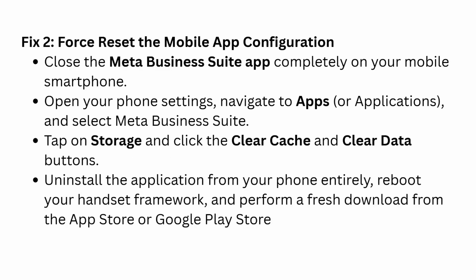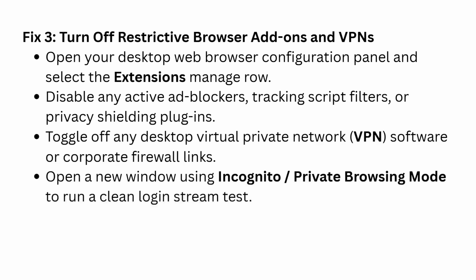Fix 2. Force reset the mobile app configuration. Close the Meta Business Suite app completely on your mobile smartphone. Open your phone settings, navigate to apps or applications and select Meta Business Suite. Tap on Storage and click the Clear Cache or Clear Data buttons. Uninstall the application from your phone entirely, reboot your handset framework, and perform a fresh download from the App Store or Google Play Store.